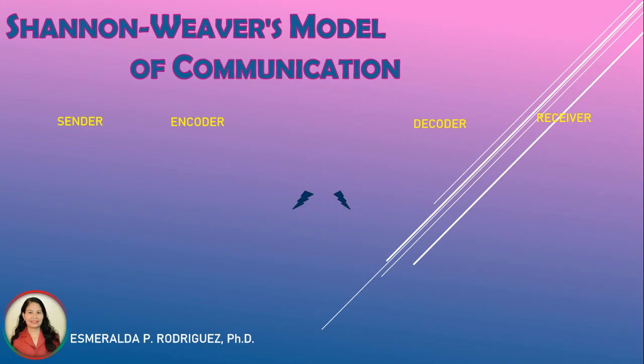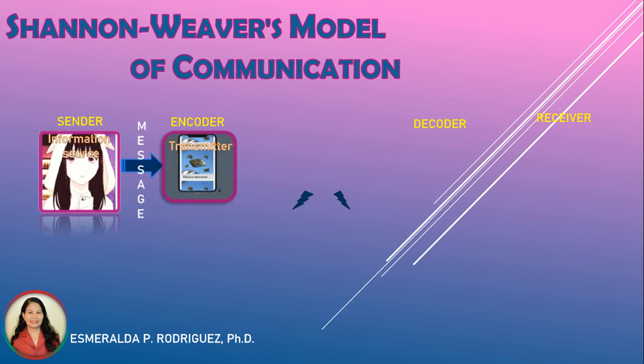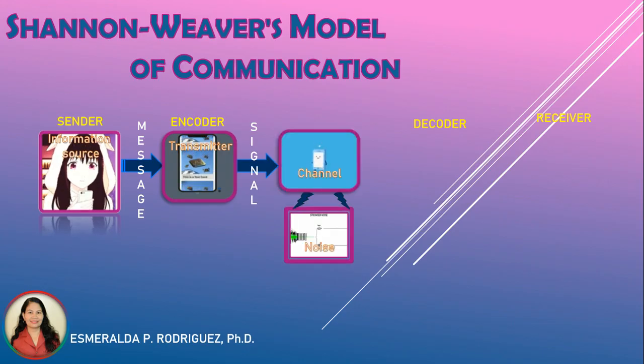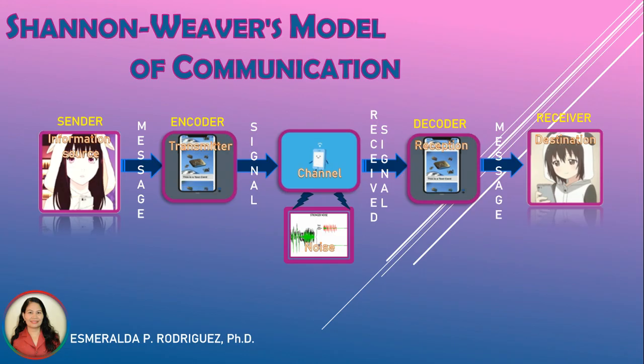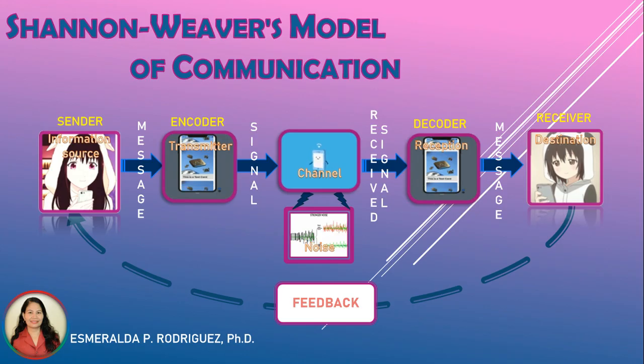The Shannon-Weaver model of communication is a mathematical theory of communication which argues that human communication can be broken down into six key concepts: sender or information source, encoder or transmitter, channel, noise, decoder or reception, receiver or destination. A later version of the theory by Norbert Wiener added feedback, the seventh concept, which changed the model from a linear to a cyclical model.